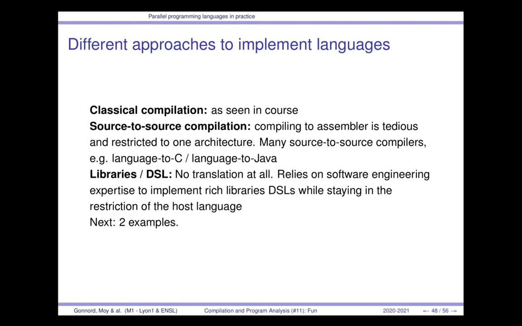Third approach that exists is to rely on libraries or domain-specific languages. In that case, you don't translate at all. You just choose a language and extend the language by just giving additional functions. But if you want your extension to look like an extension of the language, sometimes just providing functions might not be enough. You might have to, inside your library, reason on the program itself. So you need introspection on the language, which is sometimes possible, sometimes not.